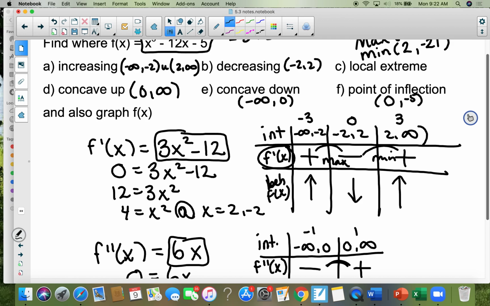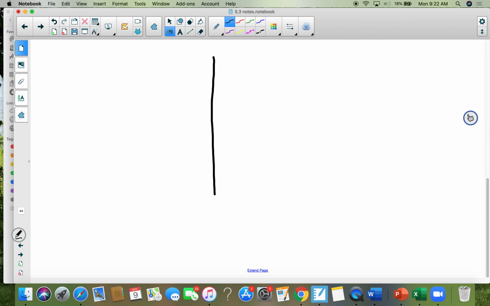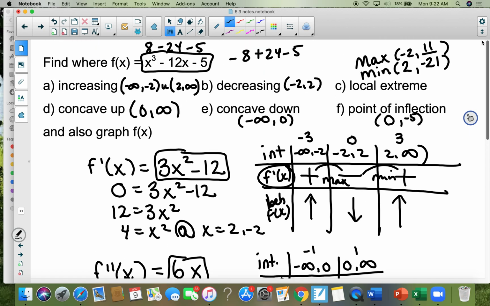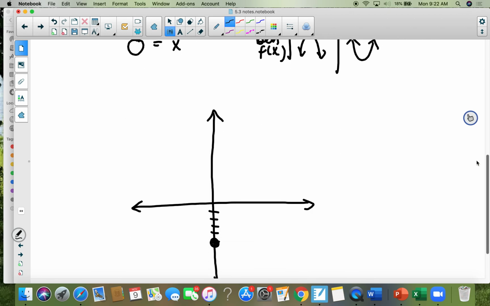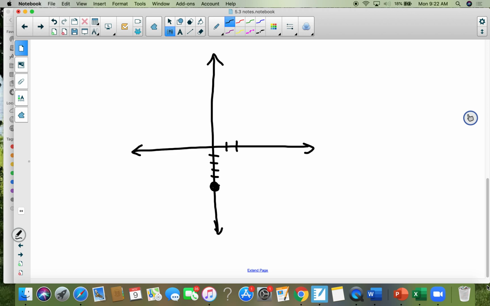So what I'm going to do is draw my graph from all the information that I got. So at 0, negative 5, I have a point of inflection. At 2, negative 21, way down here, I have a min. At negative 2, 11, I have a max.